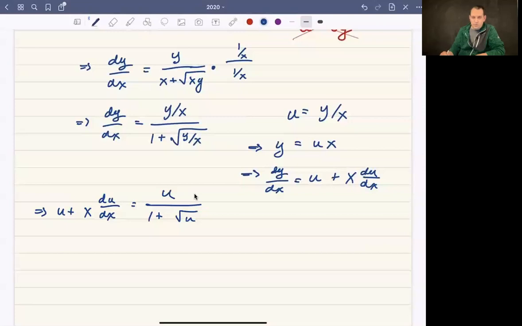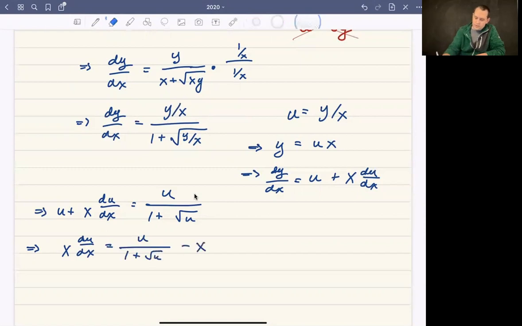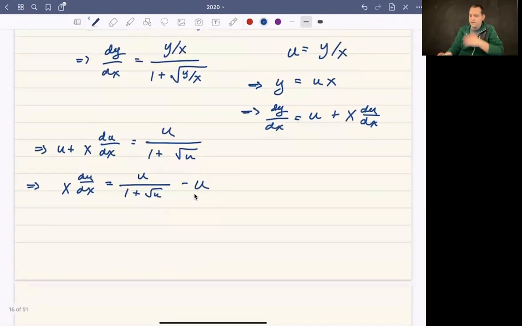And then what we could do is subtract u from both sides. At this point, we could combine everything, which we might as well do. Let me just write this as a single fraction here. This is going to be u minus u to the 3/2, just combining the fractions there. I'll let you work that out on your own.